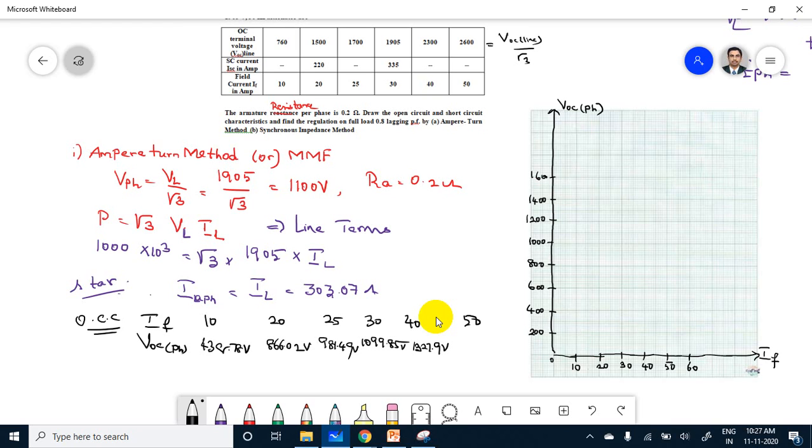Okay, 2600 divided by root 3 is 1501.11 volt. Okay, now please plot these parameters, because now I am plotting the open circuit characteristics curve. Okay, now plot it. So for 10, how much voltage?